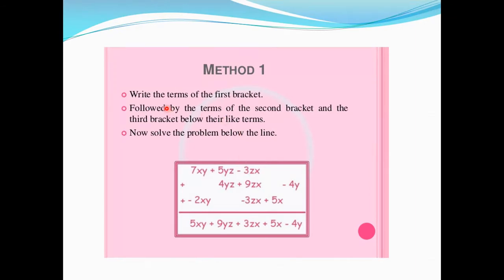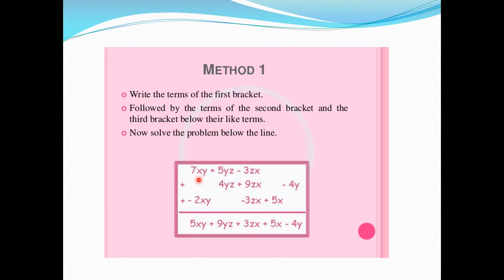Method 1, the column method. Write the terms of the first bracket, followed by the terms of the second bracket and the third bracket below their like terms. Why like terms? The variables should be the same. So yz under yz, zx, zx, zx, you can see I have arranged accordingly. 5x was alone, so I kept it separately, then minus 4y. Now solve the problem below the line.